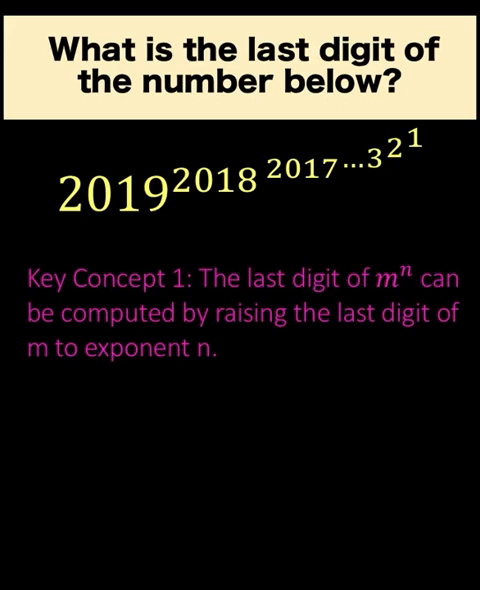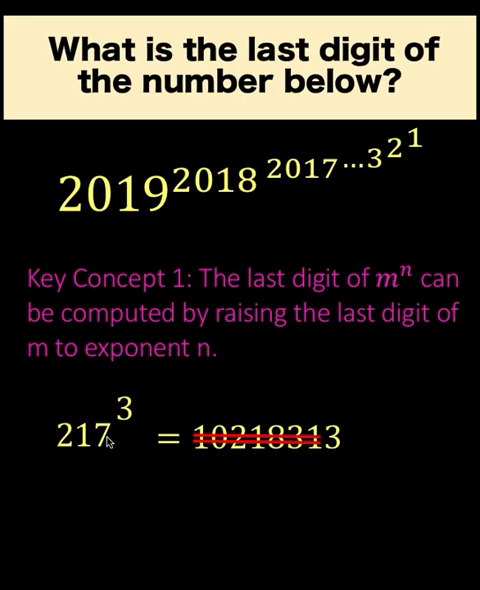The last digit of a certain number in exponential form m raised to n can be computed by raising the last digit of m to exponent n. For example, if our m is 217 and we raise this to exponent 3, the result of this is 10,218,313. But since we are only interested with the last digit, we do not want all these other digits except the number 3. And so computing for these other digits would be a waste of time. We want only the last digit.